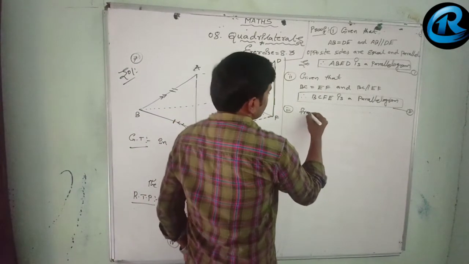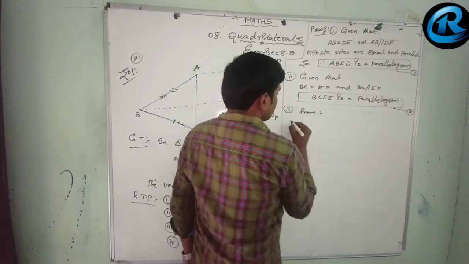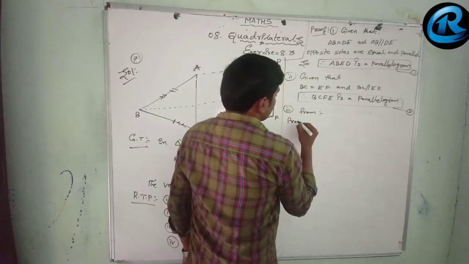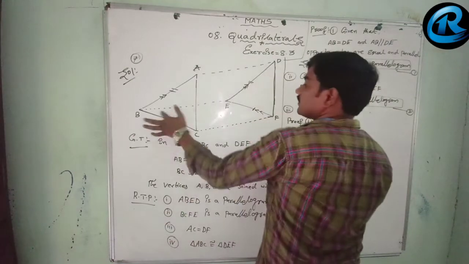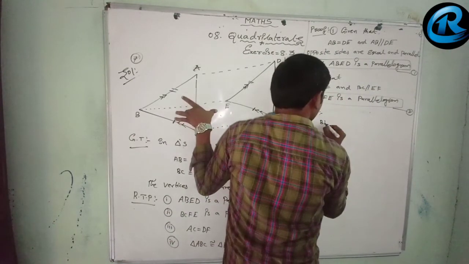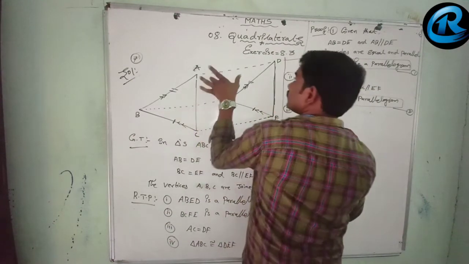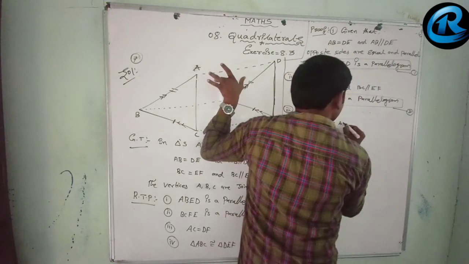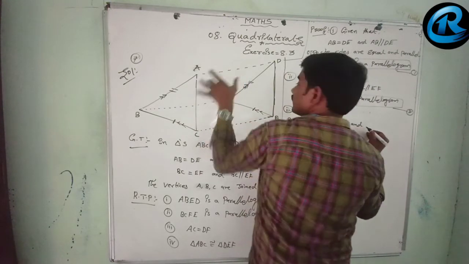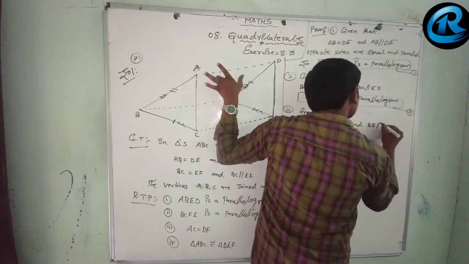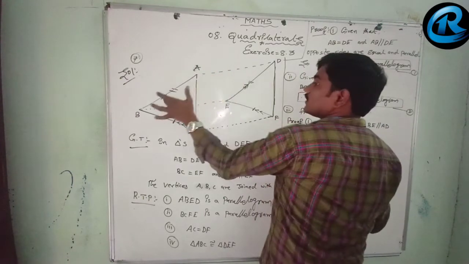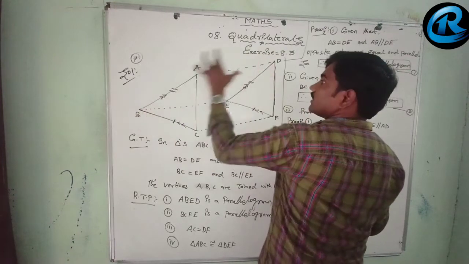From proof number 1 we can write here BE is equal to AD and BE is parallel to AD. You can write like this. Proof number 1, ABED is a parallelogram.